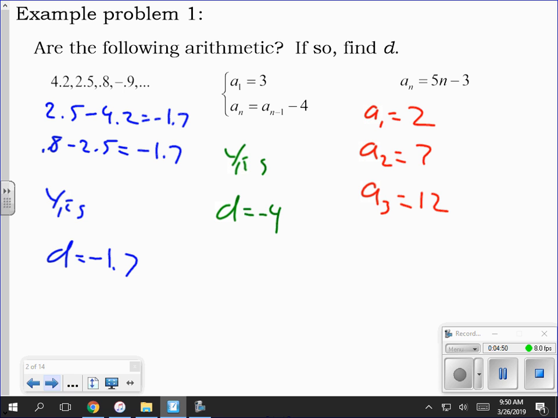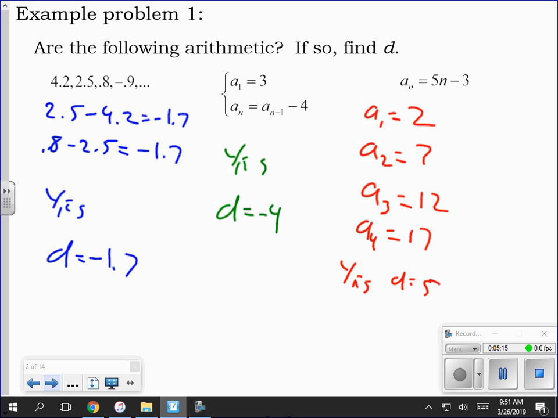I've got a bit of a pattern going on here. I'll go ahead and do the fourth one just for snorts and giggles. 4 times 5 is 20. 25 minus 3 is 17. I think I can tell at this point whether it's arithmetic or not. What am I going up by each time? 5. We're going up by 5 each time. So this one is a yes, and D is 5.